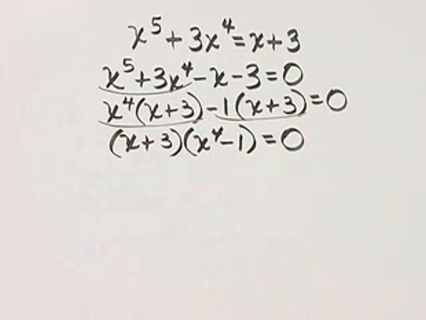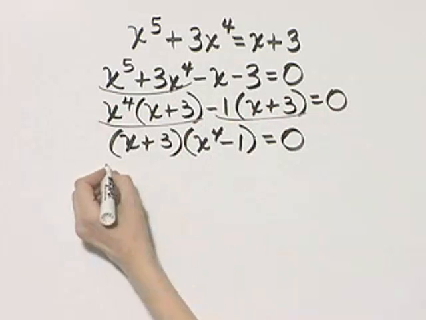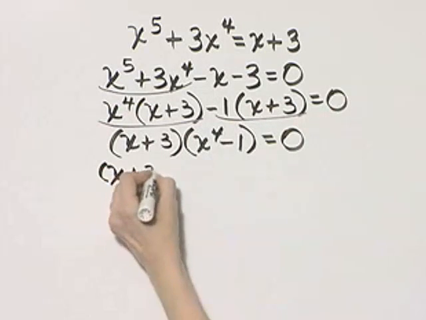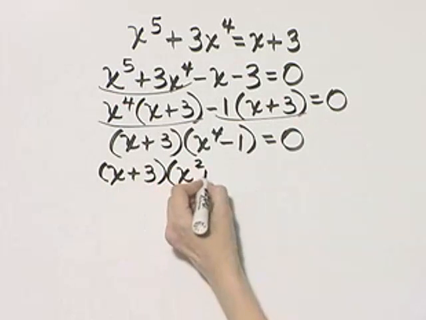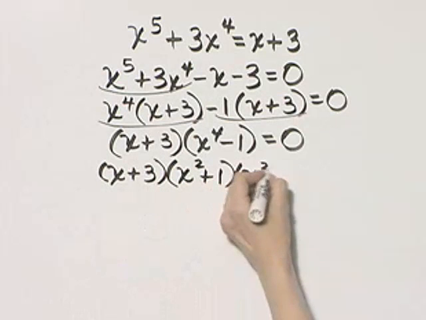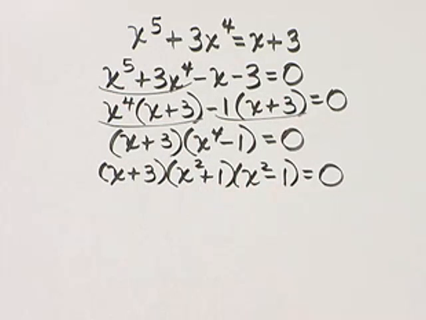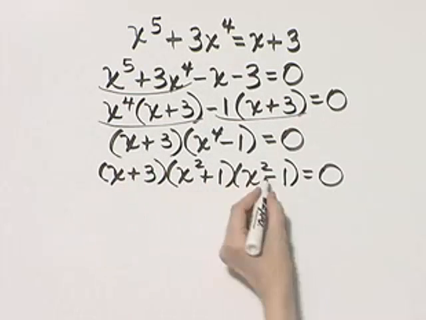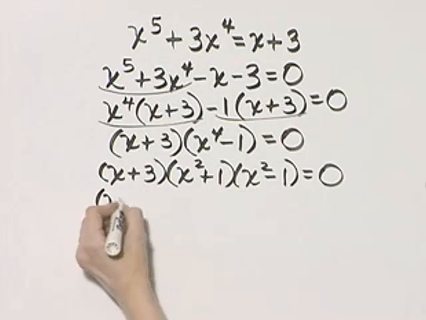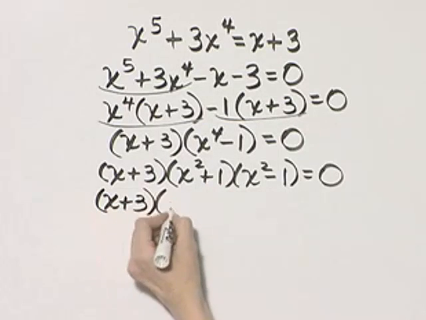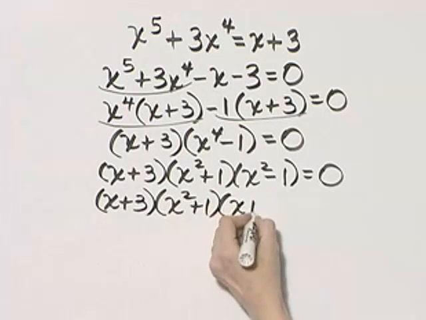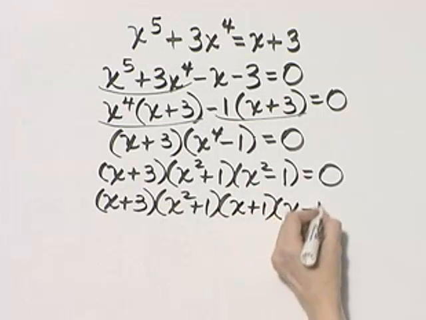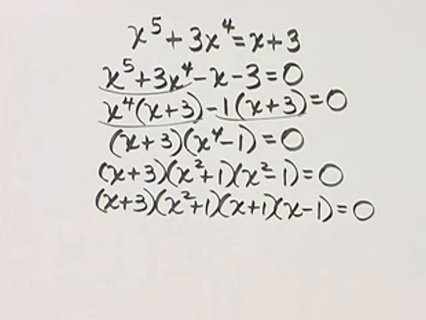Have I factored completely on the left side? The answer is no. I'll rewrite my x plus 3. This is the difference of two squares, so it's x squared plus 1, x squared minus 1, and that's still equal to 0. Have I factored completely? The answer is no because of this factor. So let's go ahead and just keep factoring. That's x plus 3, that's x squared plus 1, and this is the difference of two squares, so it's x plus 1 times x minus 1, and that is equal to 0.